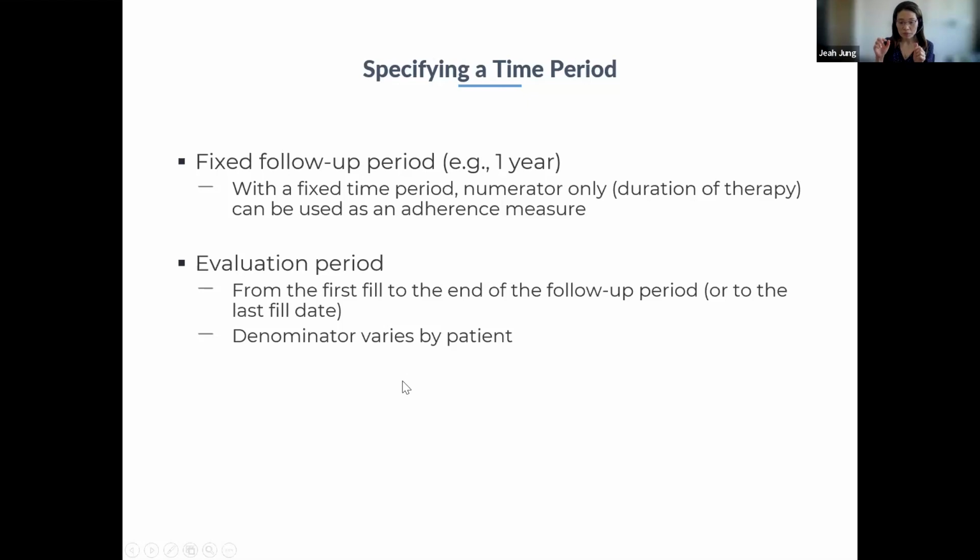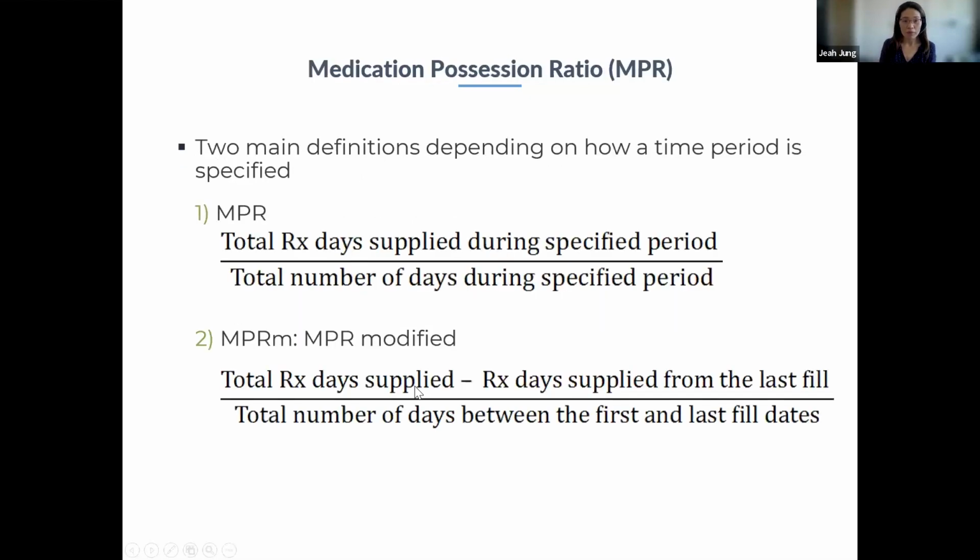So then you calculate the number of days specific to that patient and use it as a denominator. And during the specified period for each beneficiary, what's the days supply? And then you use that as a numerator. That becomes this first measure, MPR. Just simply the days supplied in the numerator, and then the total number of days that you are following up.